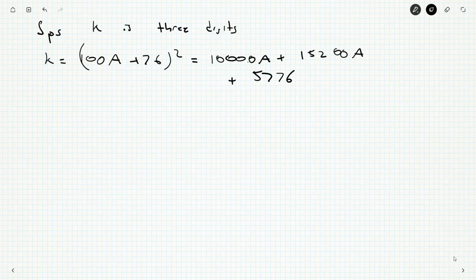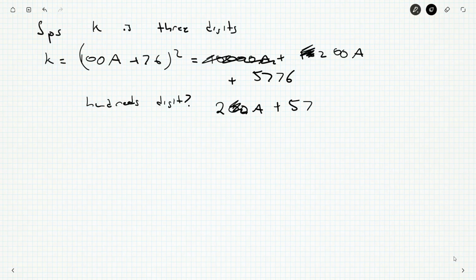We don't care about that. We just care about what's the hundreds digit. So the 10,000A doesn't matter. The 15,200 part doesn't matter. So it's just going to be 200A plus 57, but so it's just 2A plus 57. And this must end in an A.